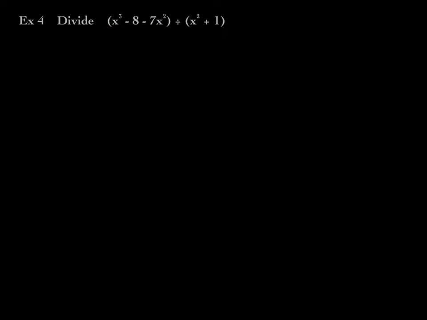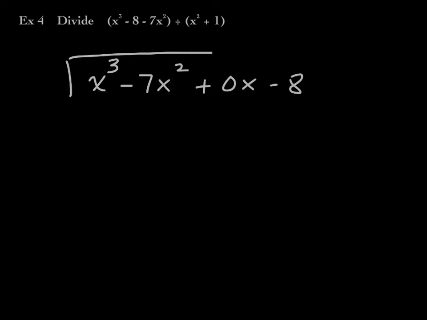All right, so here we go. So x cubed and then minus 7x squared should be written next, plus 0x, since it's missing the first degree term, and then minus 8. And all of this is being divided by x squared plus 1. All right, here we go. X squared times x will give me x cubed. So that's how I start this.